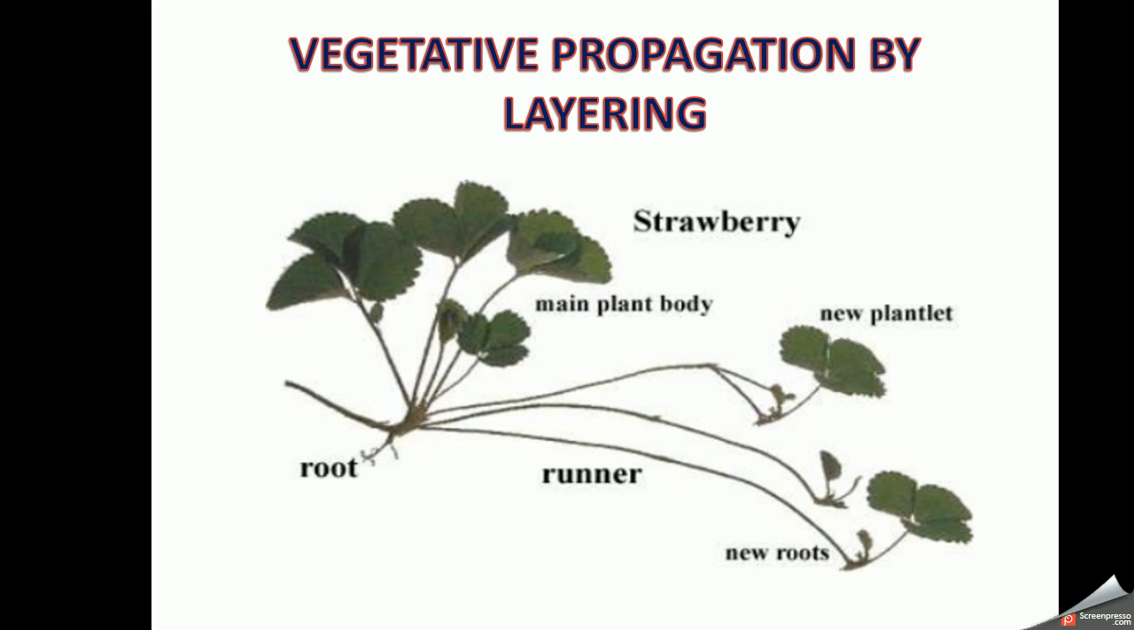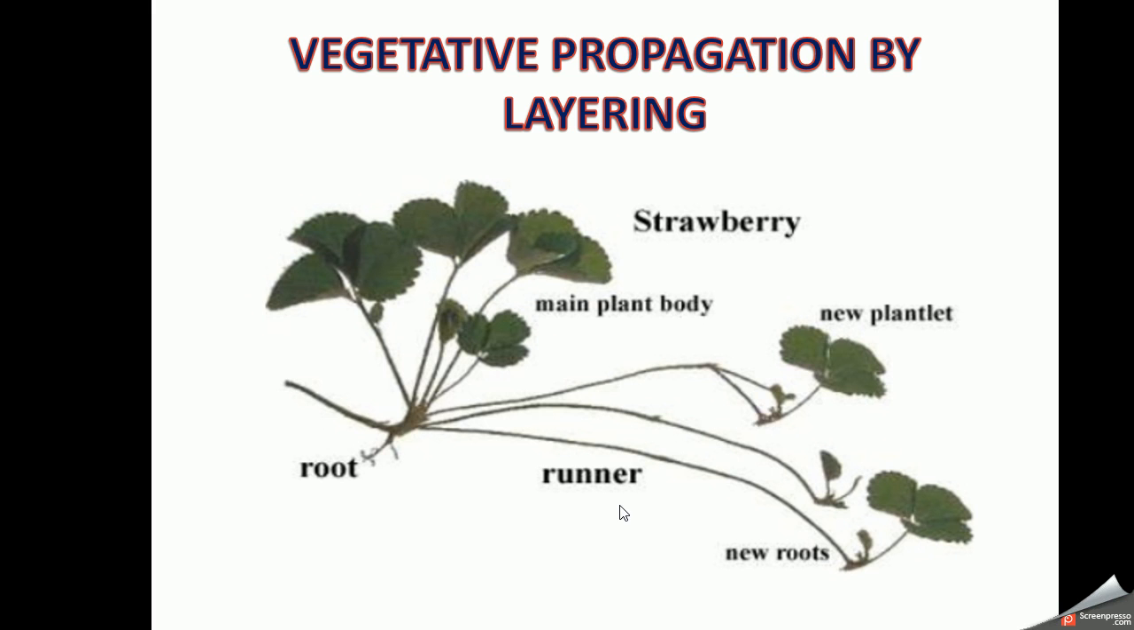The next slide is by layering. You can pull the stem part of any plant which is flexible like this. Keep this half portion in the mud and a small portion outside. Now, when you leave this in the mud, new roots start growing from here. You can detach the plant and grow this new plant individually.